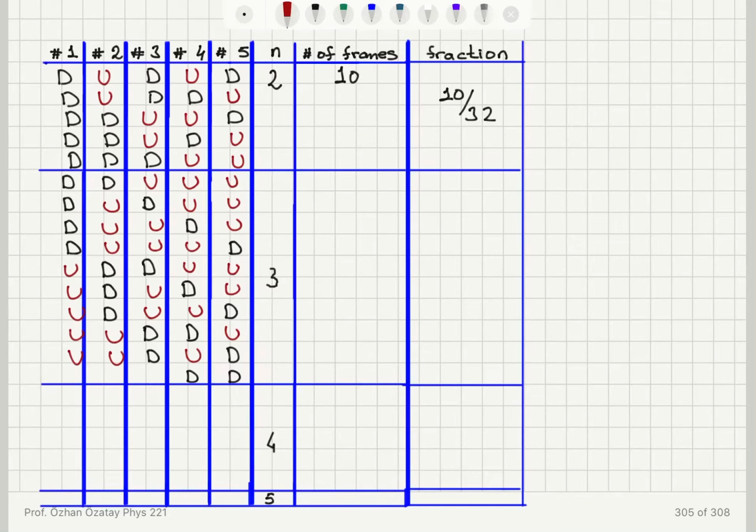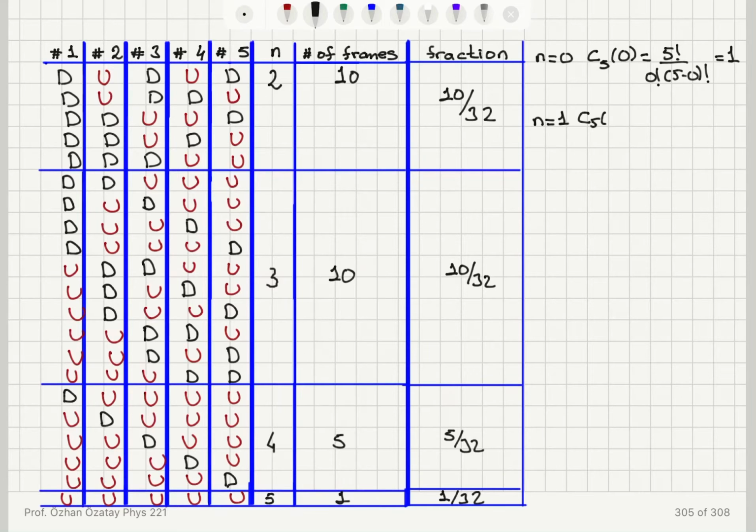Now, instead of doing this with this brute force table, we could use the number of combinations of five objects taken n at a time. So for the first scenario, for n equals 0, I will have combinations of five objects taken 0 at a time. That is 5 factorial over 0 factorial times (5 minus 0) factorial, which is 1. For n equals 1, I have combinations of 5 objects taken 1 at a time, 5 factorial over 4 factorial 1 factorial, which is 5. For n equals 2, I have combinations of 5 objects taken 2 at a time, 5 factorial over 3 factorial 2 factorial, which is 10.